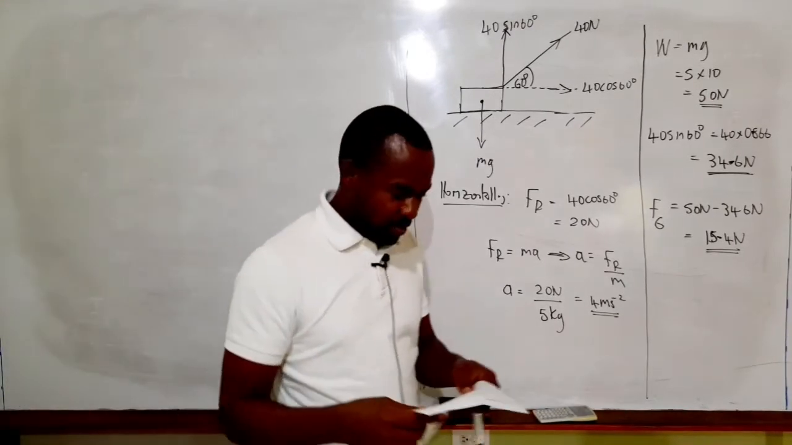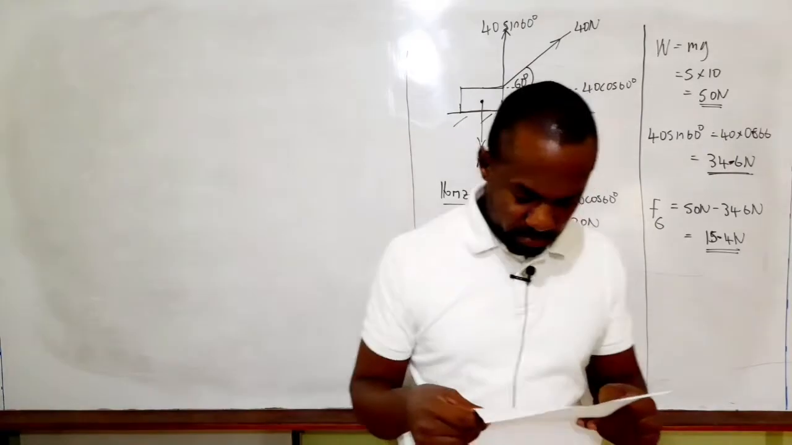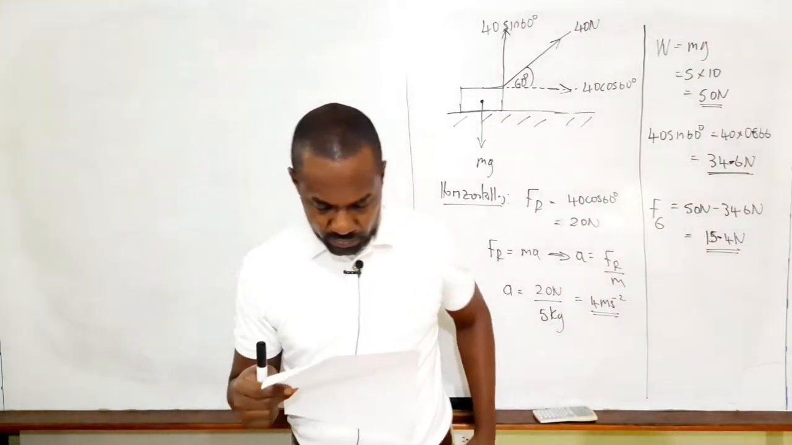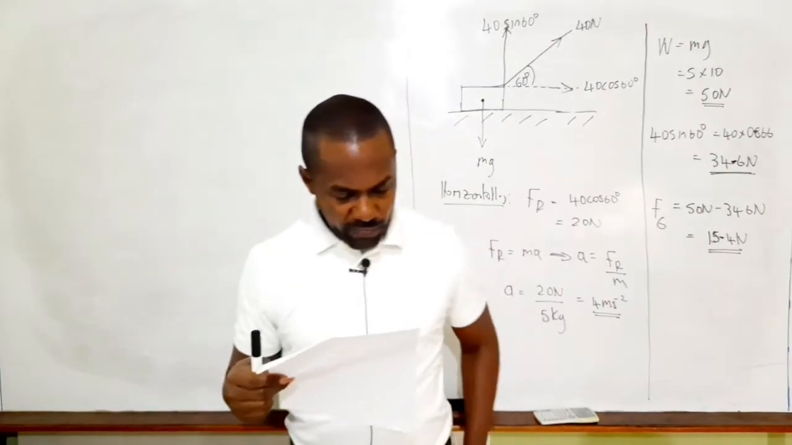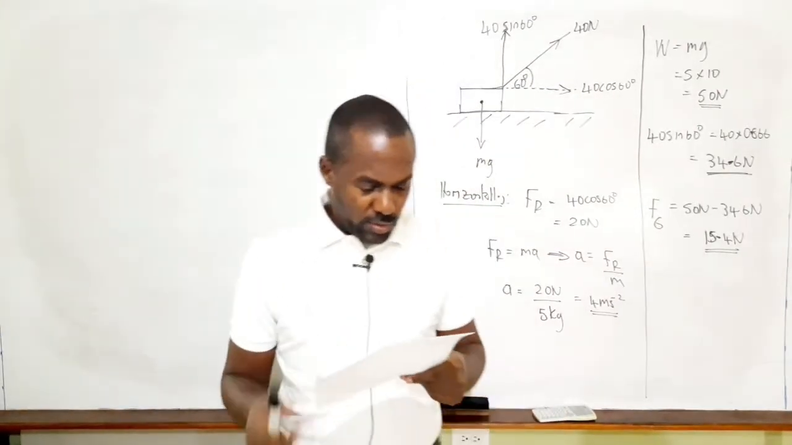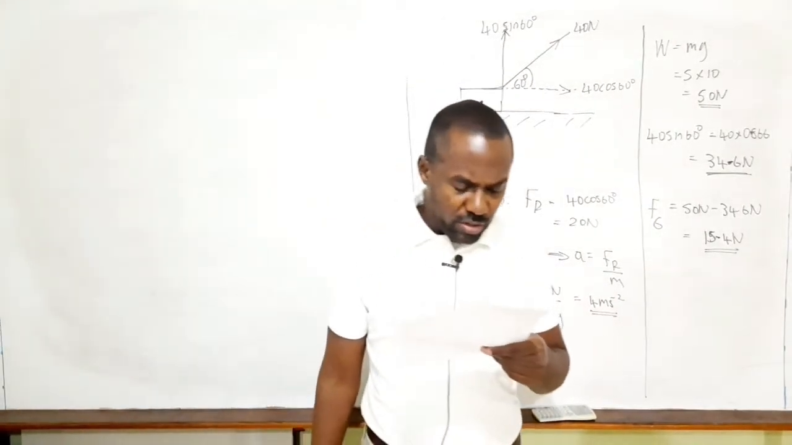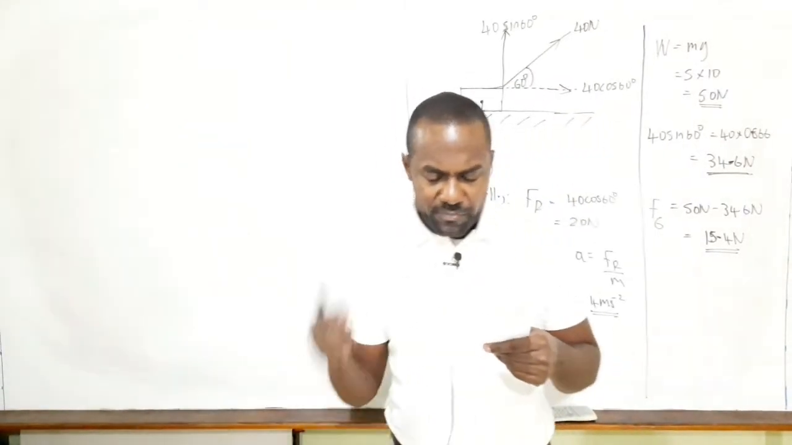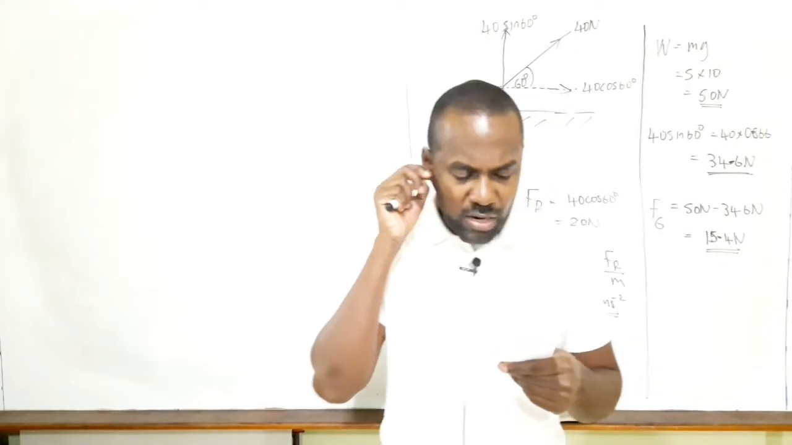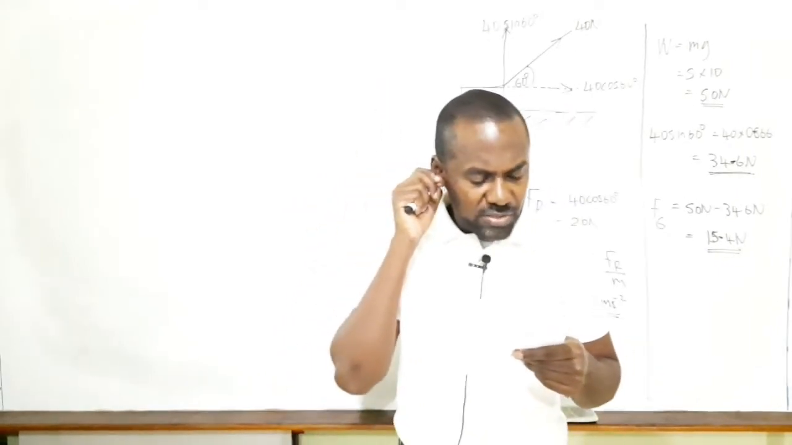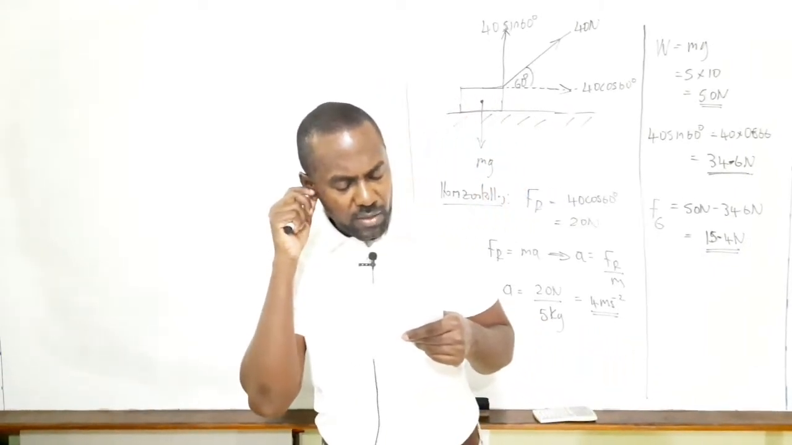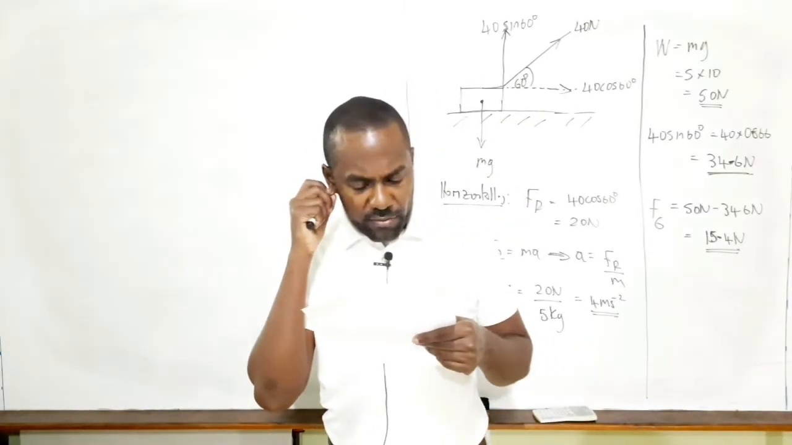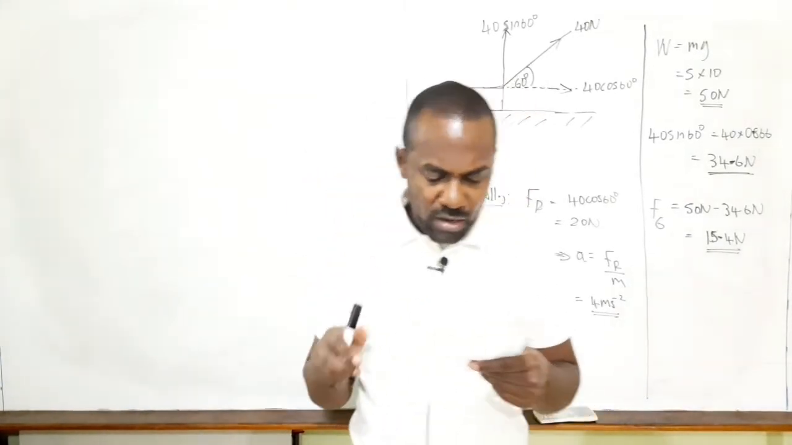All right, so let's look at question 5. Question 5 says a railway truck of mass 6 tons moves with an acceleration of 0.05 meters per second squared down a track which is inclined to the horizontal at an angle alpha, where sine alpha equals 1 over 120. Find the resistance of the motion, assuming it is constant.